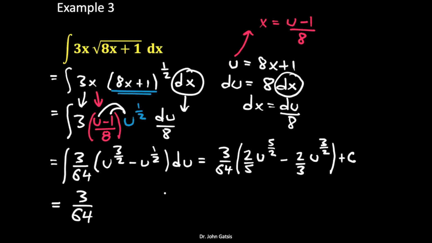So should I expand this? I don't see a benefit to doing it, but anyway, I'll just leave it in the factored form here. Well, not fully factored, but at least in this form. Let's write here 2/5, and then u is equal to 8x plus 1.